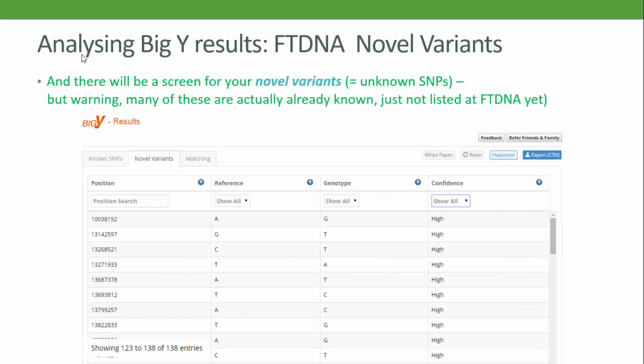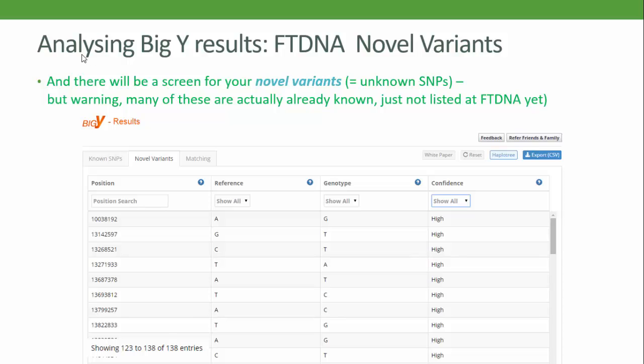You'll also have a screen for your novel variants, that is, your private mutations which only you have, and are not found in any other person so far. At least that's the theory. Again, we can see on this screen that this person has 138 of these novel variants. Except many of them actually are not novel at all. They're already known, and they're already on the Y tree and other people's results.